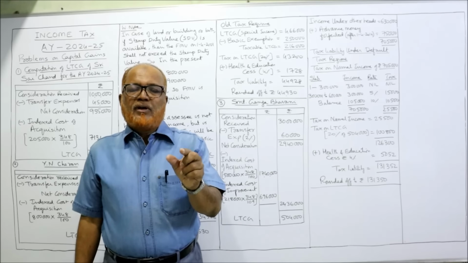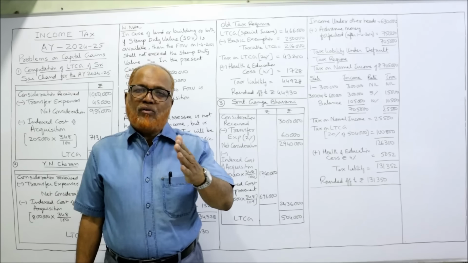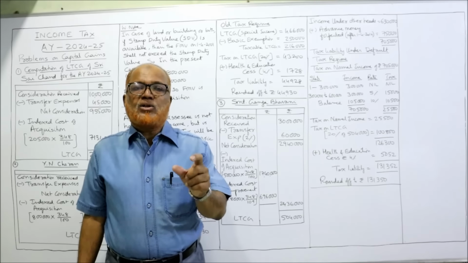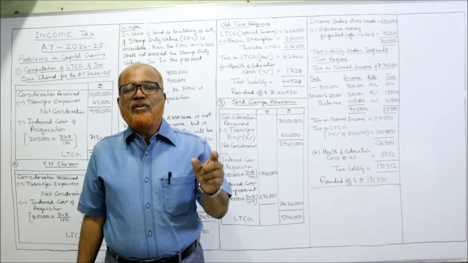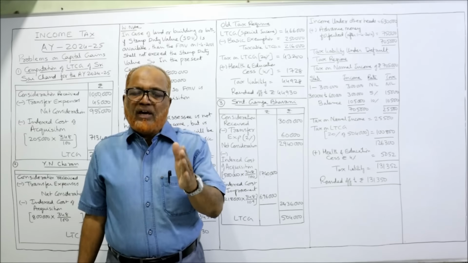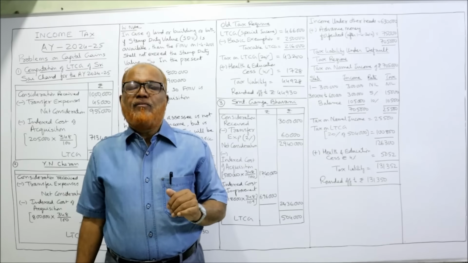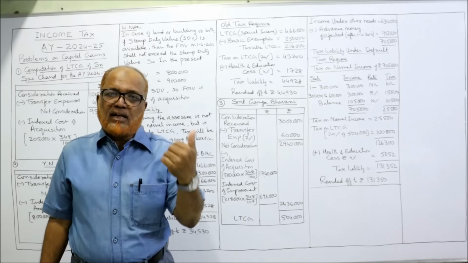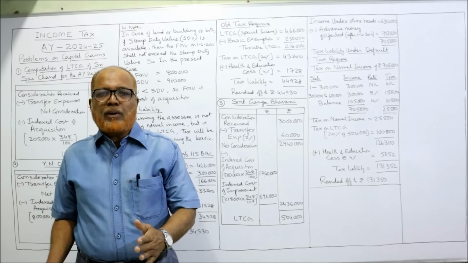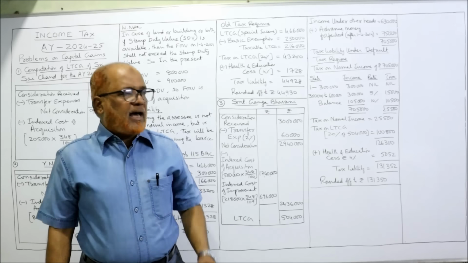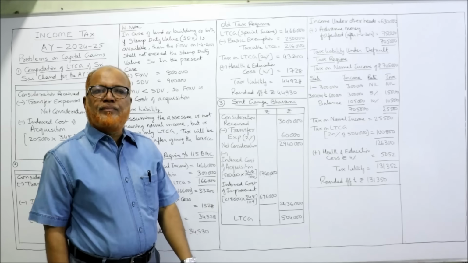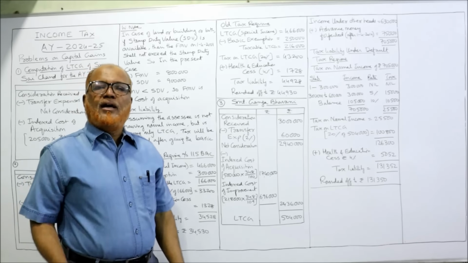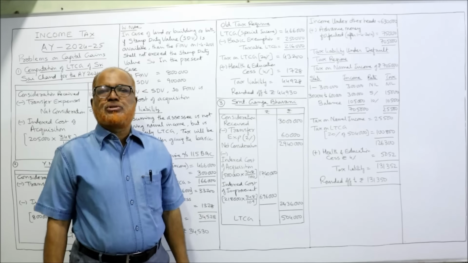In this problem, the asset was purchased before 1/4/2001, but FMV is not given. Fair market value is not given, so we take the actual cost. If fair market value had been given, we would compare the actual cost with the fair market value, and whichever is higher should be taken. But in the problem, FMV is not given, so we take the actual cost. Actual cost is 5 lakh into 348, the current previous year index, divided by the index number of the year of purchase.